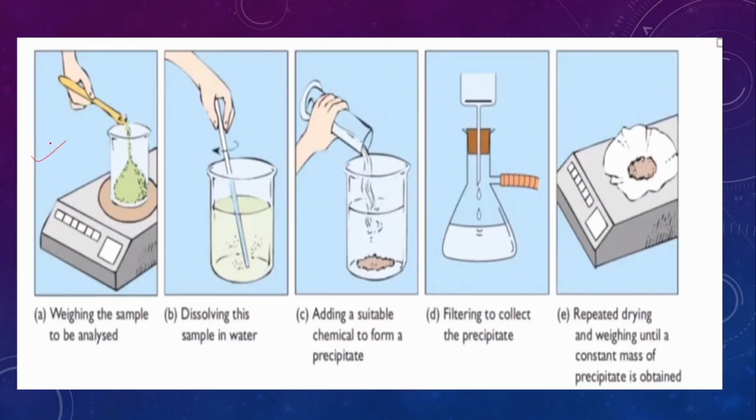It is an analytical method to determine the quantity of an analyte based on the mass of a solid. Here they took a sample and weighed that sample which is to be analyzed, and they dissolved the sample in water. After that, a suitable chemical is added to the water to form a precipitate. After that, filtration is done to collect that precipitate. After that, they did the repeated drying to collect the constant mass of the precipitate.